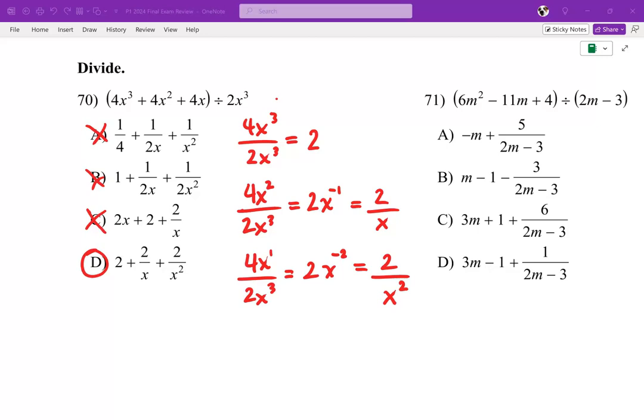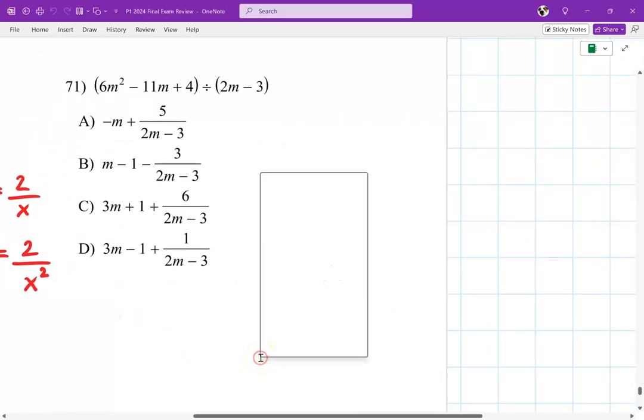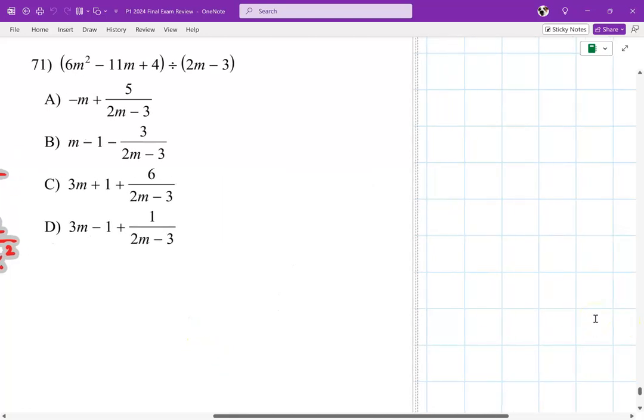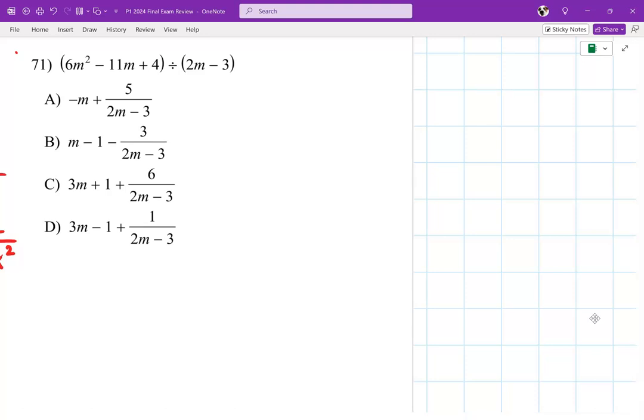All right, so we're going to go ahead and start off day 4 on number 71, which is a long division problem. For number 71, what I'm going to do is rewrite it as a long division. So it's going to look like this: 6m squared minus 11m plus 4, and on the outside I'm going to put 2m minus 3.